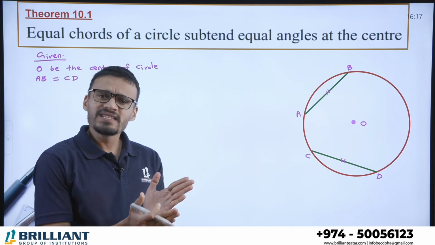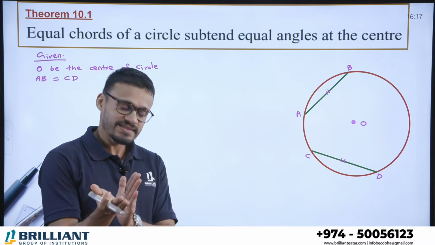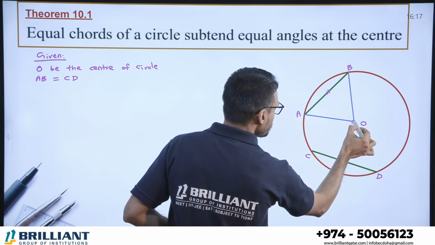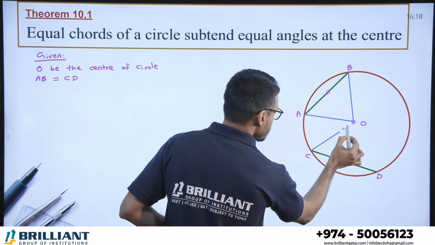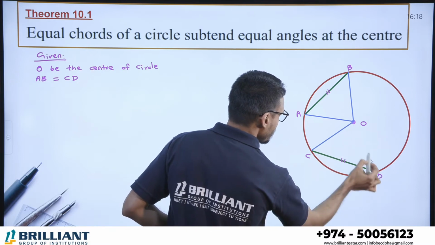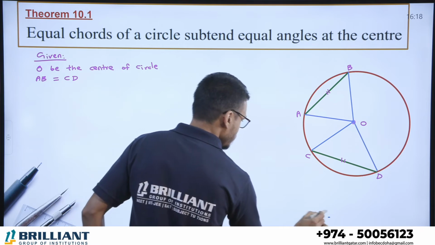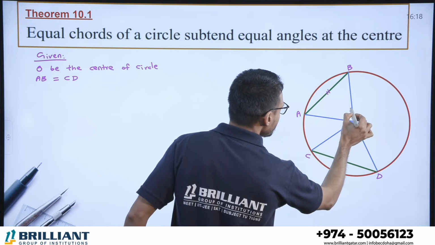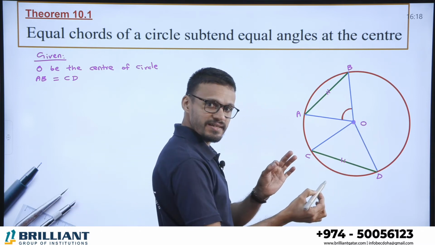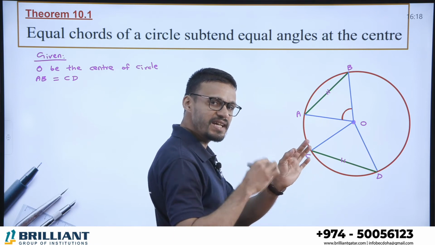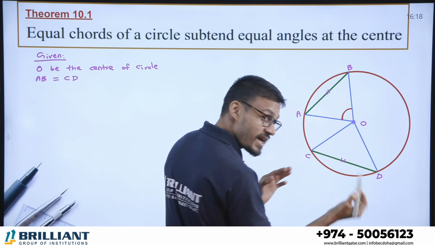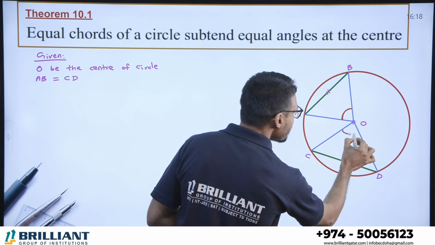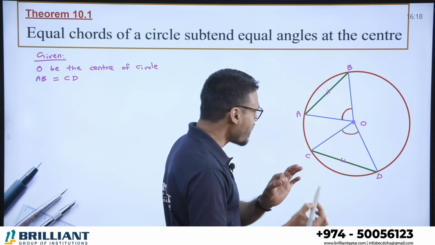They are subtending equal angles at the center. So we have to connect to the center. We can connect A to O, B to O, and C to O, and D to O. Now we have the angle AOB. That is the angle subtended by chord AB. And what is the angle subtended by chord CD? Yes, it is angle COD, the angle subtended by chord CD.